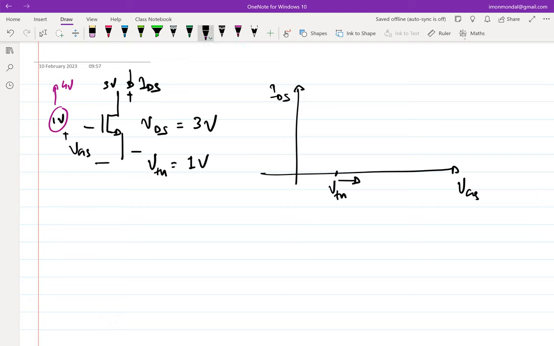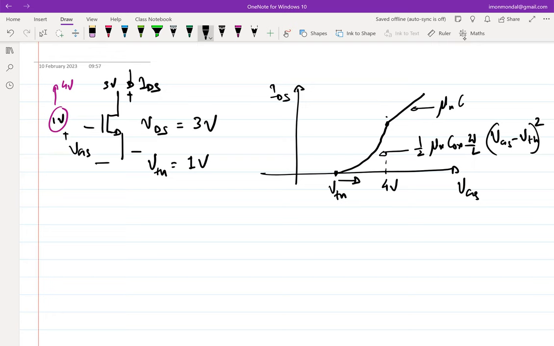Make sense? So which means that in the ID-VGS curve, it will look like a what? Linear line or a parabola? Parabola, right? It should look like a parabola. And then what happens if I keep on increasing VGS beyond 4 volt? Let's say this is 4 volt. Then it will go to linear region and the line will be a straight line. So this is the equation, half mu n Cox W by L (VGS minus VT) whole squared, and this will be mu n Cox W over L times (VGS minus VT) times VDS minus half of VDS squared.